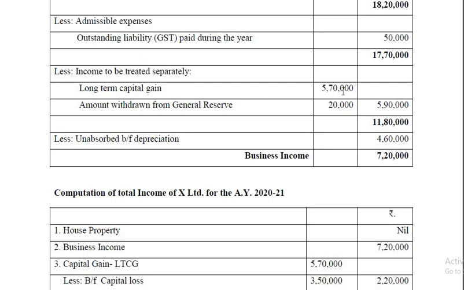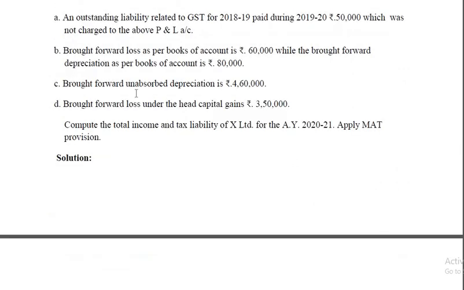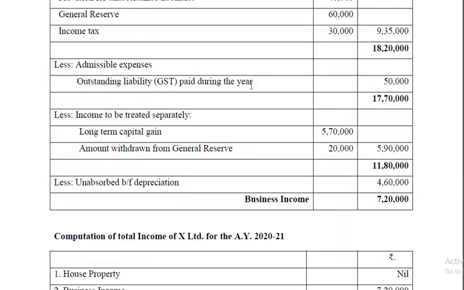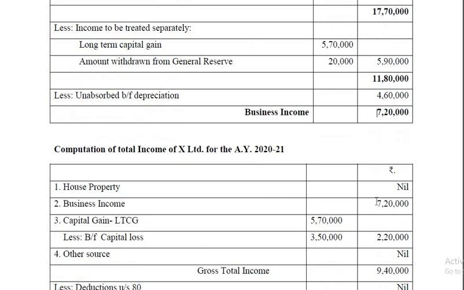So long-term capital gain 5,70,000 and amount withdrawn from general reserve 5,90,000 are deducted from 17,70,000. So you get 11,80,000. And you find here unabsorbed depreciation of 4,60,000. This should be deducted from business income. So 4,60,000 is deducted from 11,80,000. After set off of unabsorbed depreciation brought forward, what you get here in the form of business income is 7,20,000. Now we'll proceed to computation of total income.